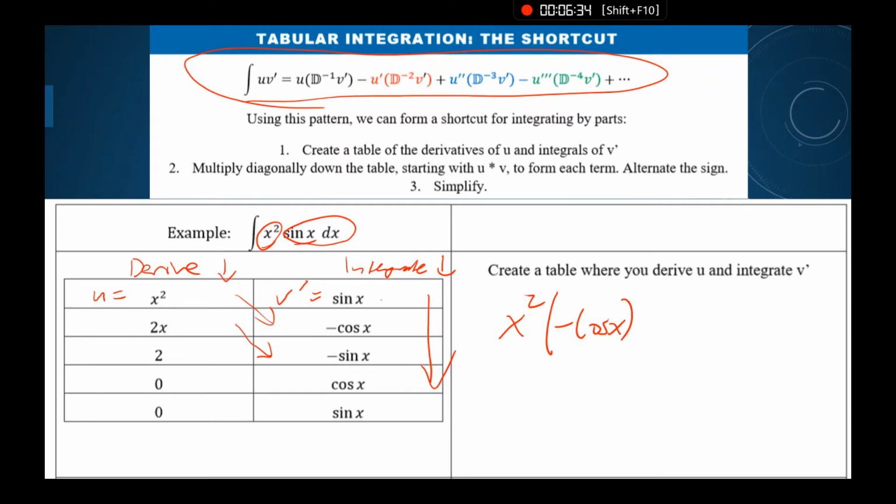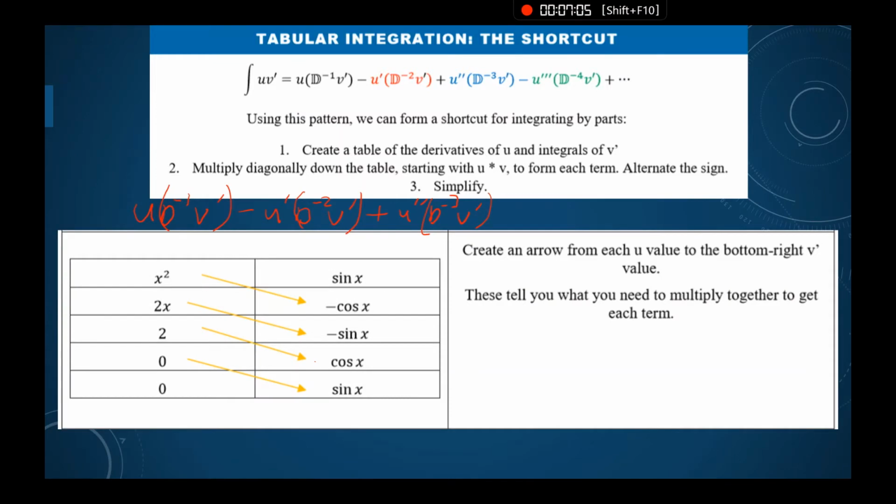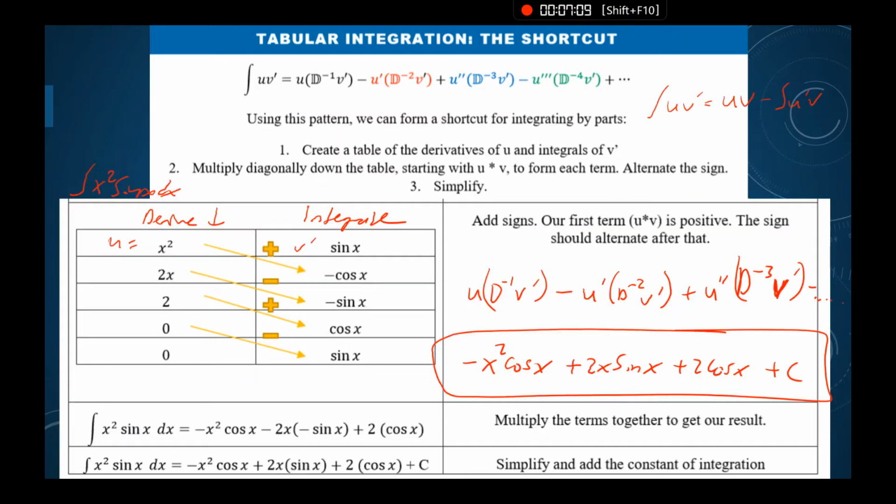Okay, then for my next term, I'm going to subtract the first derivative of u times the second integral of v prime. So that would be 2x times negative sine x. And then add 2 times cosine x, subtract 0 times, we don't really care at this point because 0 times anything is 0, but sine x. So we're multiplying diagonally, and our signs will also change from positive to negative to positive to negative to positive to negative, which ends up giving us our result.